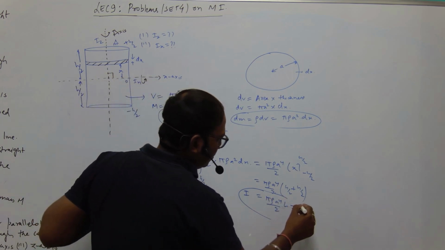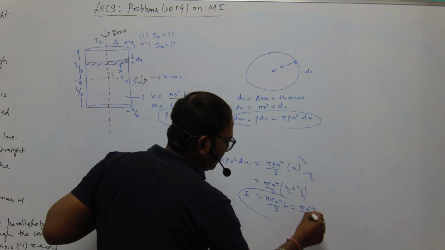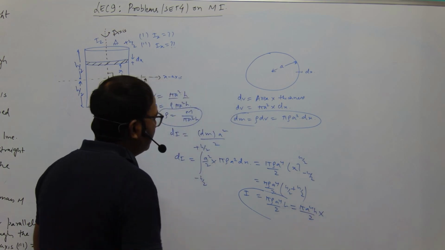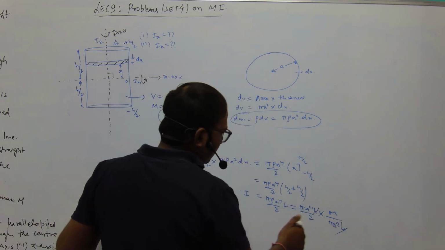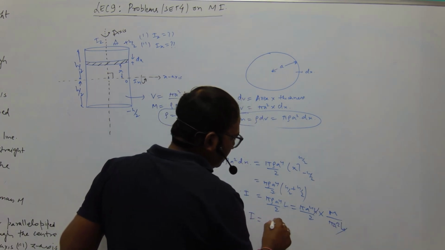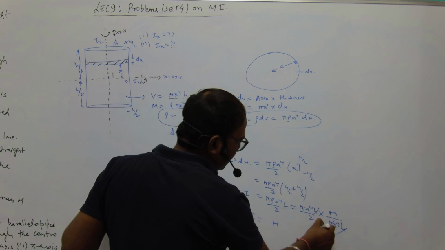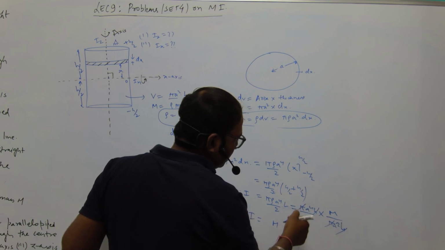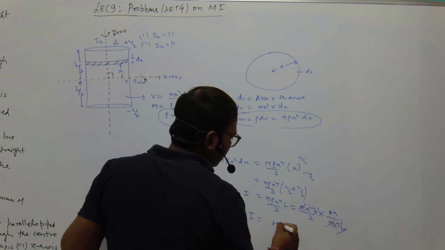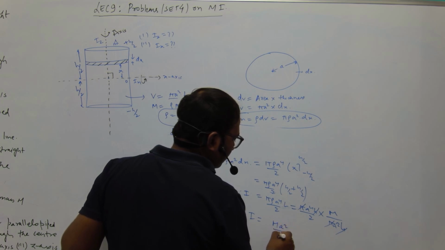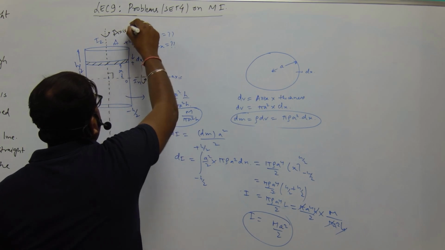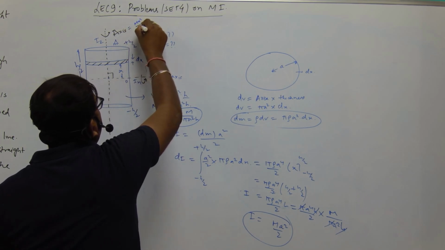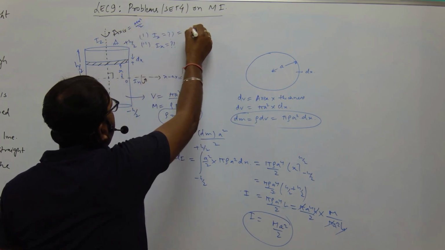So let us place the value of density. This is equal to πa⁴h/2 into rho. The value of rho is m upon πa². Okay, so I is equal to m, this pi gets cancelled and a² gets cancelled with a². So we have this as ma²/2. This is the moment of inertia. So the moment of inertia about the axis of the cylinder is given by ma²/2. So in the first case it is ma²/2.